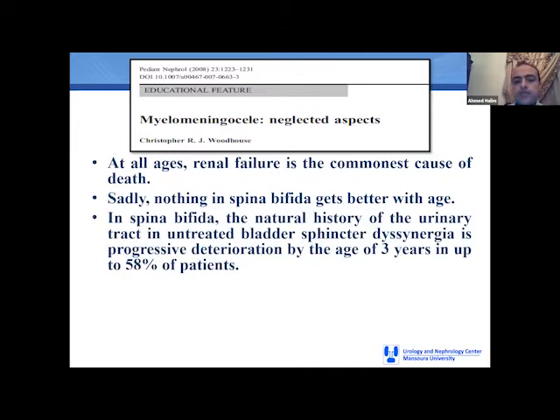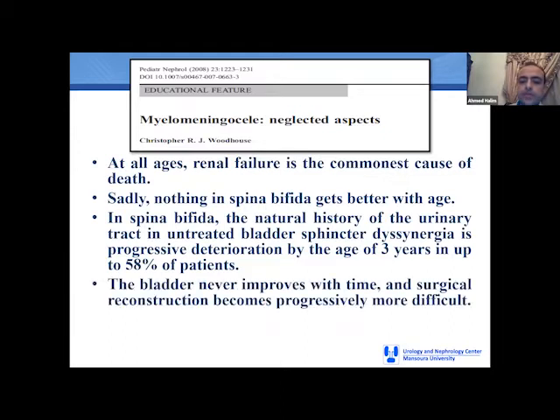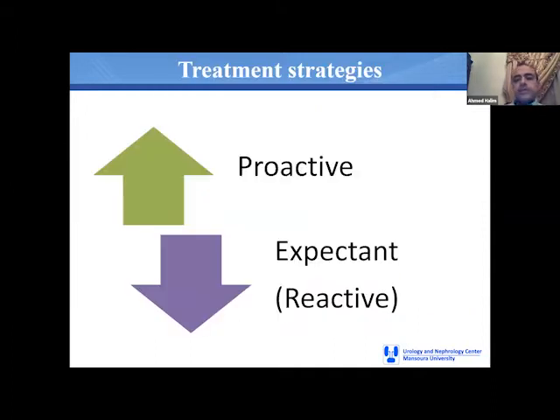In spina bifida, the natural history of the renal tract with untreated bladder dysfunction is progressive deterioration by age 3 years in up to 58% of patients. Again, almost two-thirds of patients will have upper tract damage by age 3 years if left untreated, and the bladder never improves with time. Even if we decide to go for surgery, surgical reconstruction becomes progressively more difficult as the patient gets older, as I will discuss later. By 35 years of age, about 50% will have died. This is according to Western statistics. I think we have a shorter life expectancy in our countries. So what are the treatment strategies for neurogenic voiding dysfunction in patients with spina bifida?